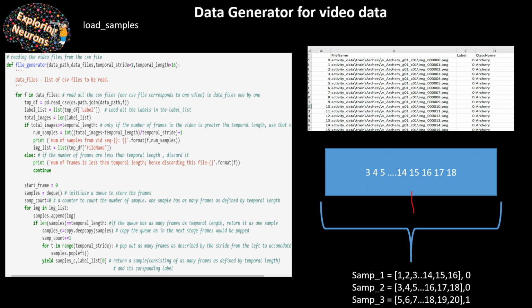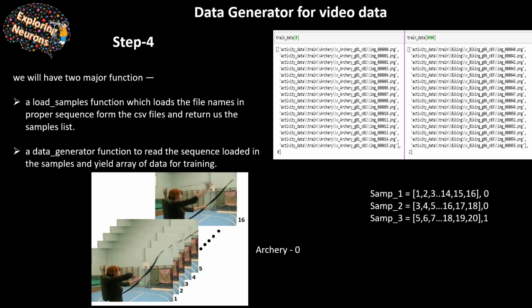So the first sample will have 16 frame names and its label. Then the second will be from 3 to 18 because of the stride of 2. Then the third will be 5 to 20, and so on. We'll do it till the number of images in this image list gets exhausted, and then we'll read over the next CSV file and repeat the same. Now that was the first step of loading samples.